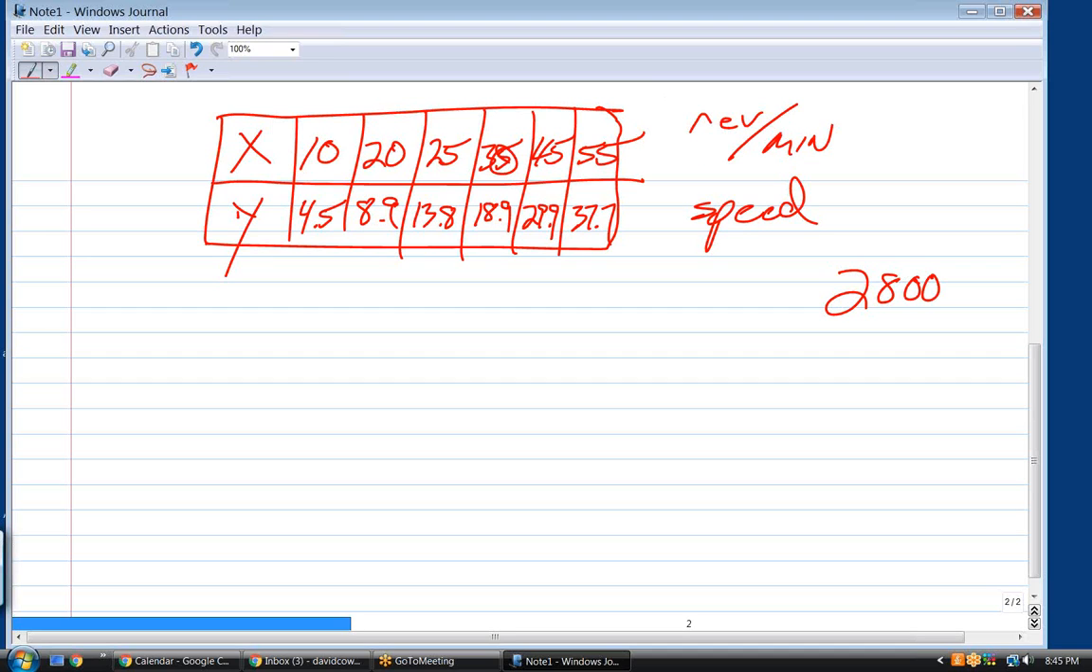And this is in hundreds of revolutions per minute, right? Yeah, and x is also the RPMs. Right. So 2800 is between 25 and 30, correct? Am I understanding that correctly? Yeah. Okay. So it wants us to come up with the function.